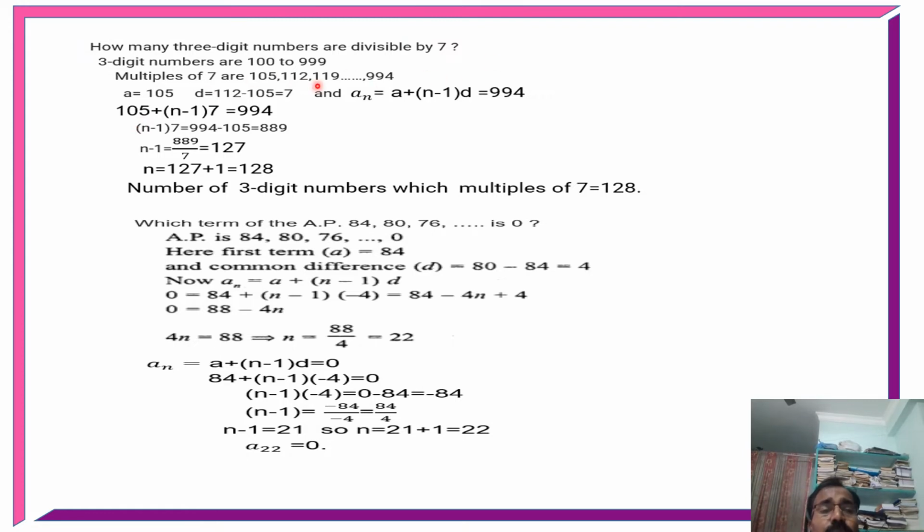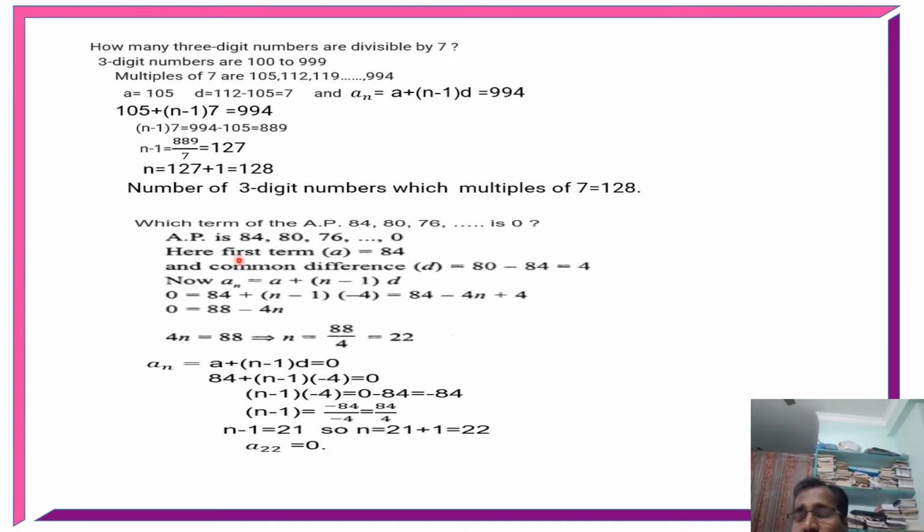So according to the given AP, a is 105 and d is 112 minus 105, which is 7. The nth term is a plus n minus 1 into d, which is 994. Substitute in an equals a plus n minus 1 into d and simplify. Plus 105 transposed changes into minus 105. 994 minus 105 is 889. Transposing 7 to the other side of the equality, it becomes division. 7 ones are 7, so 127. But actually we require the number of terms, which is n. Minus 1 changes into plus 1, so 127 plus 1 is 128. So the total number of 3-digit numbers which are multiples of 7 is 128.